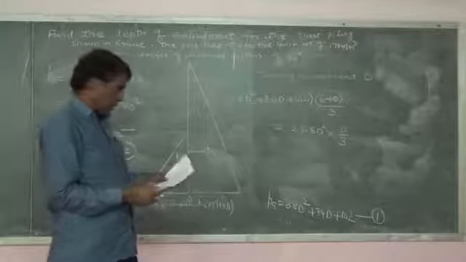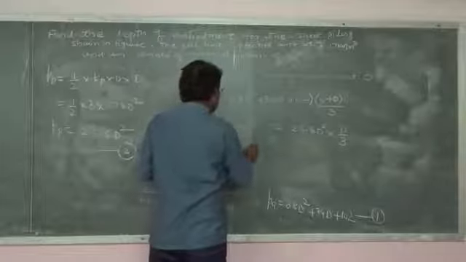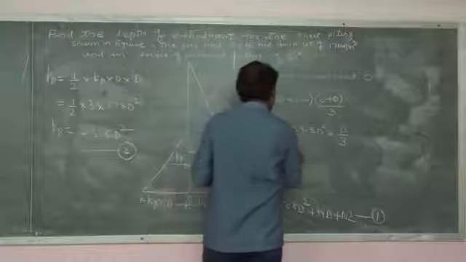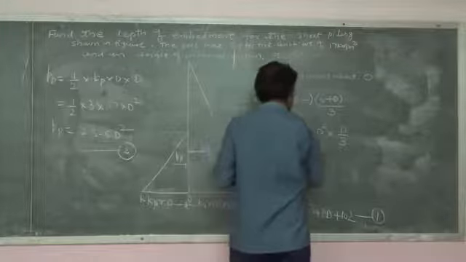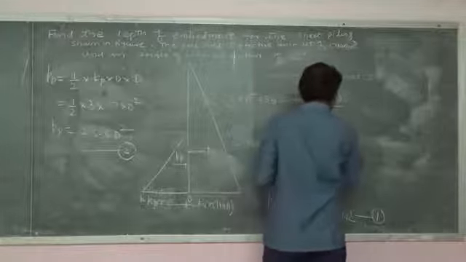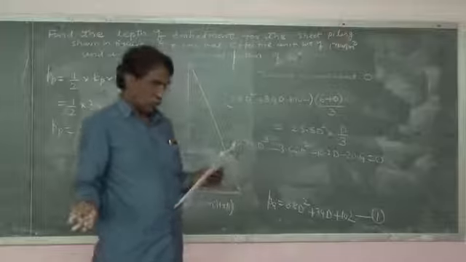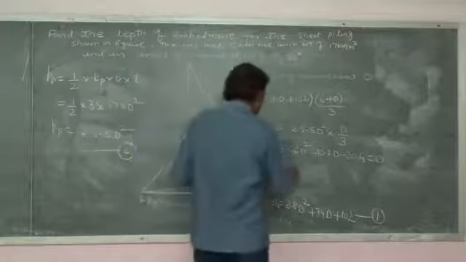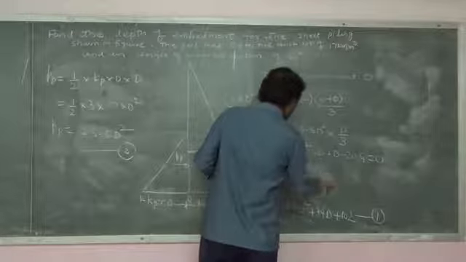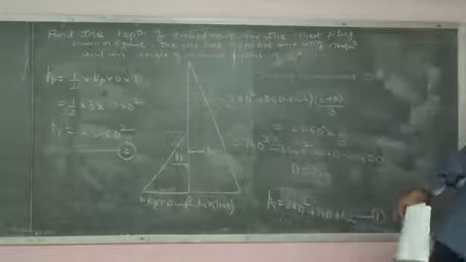If you simplify and multiply all these things, you will get the equation 0.76 d cube minus 3.66 d square minus 10.2 d minus 20.4 equal to 0. If you simplify this, you will get d is equal to 7.1 meter.